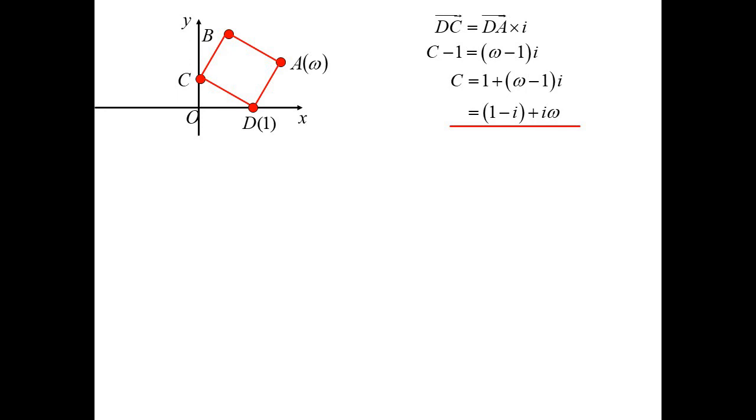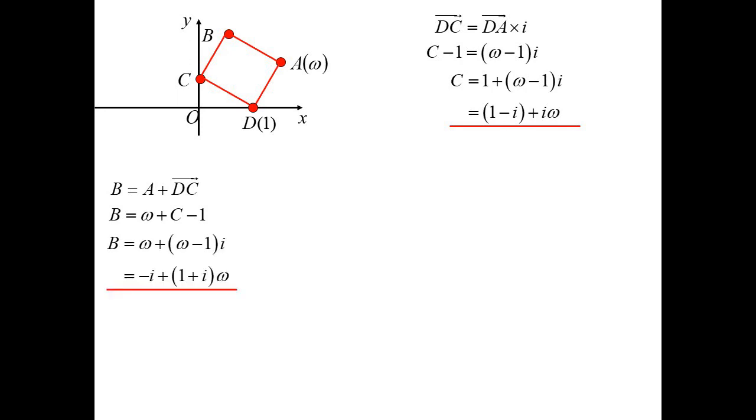Okay, that's C. Let's find point B then. Now I've done it this way. To get to point B, I could go from the point A and add on the vector DC, because I could slide that one up, it would be the same as the vector BA. Well, A we know is the point omega. DC, head minus tail, will be the point C minus 1, but we've just worked out an expression for the point C, so we can substitute into that, rearrange things, and we have an expression for B. It'll be minus i plus 1 plus i omega.